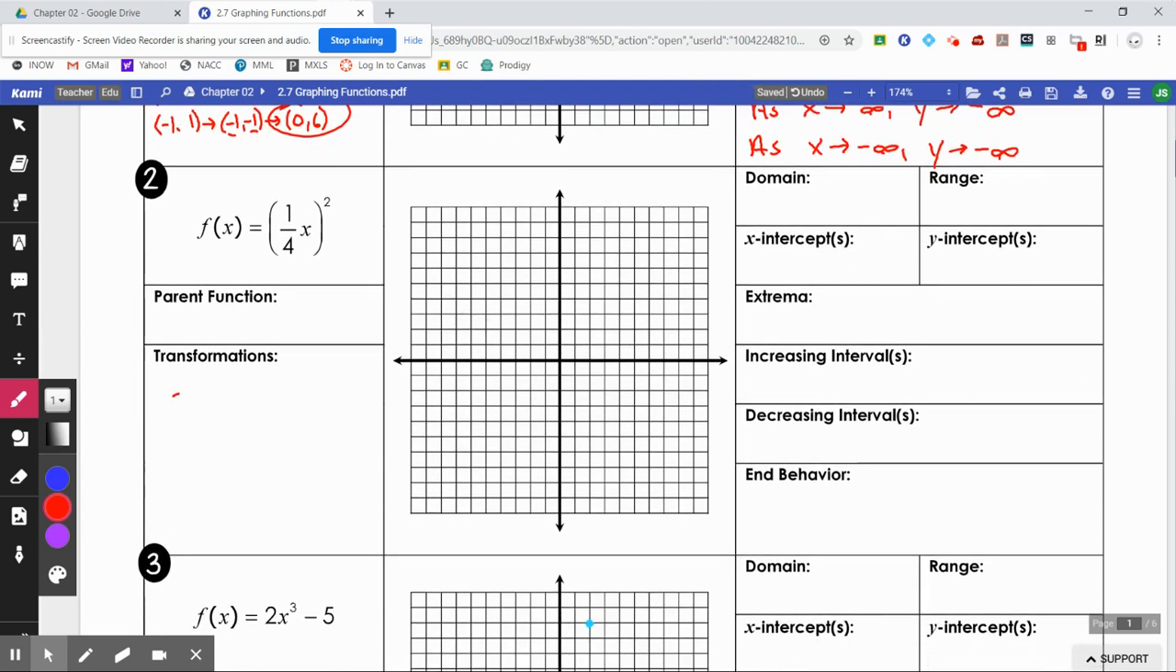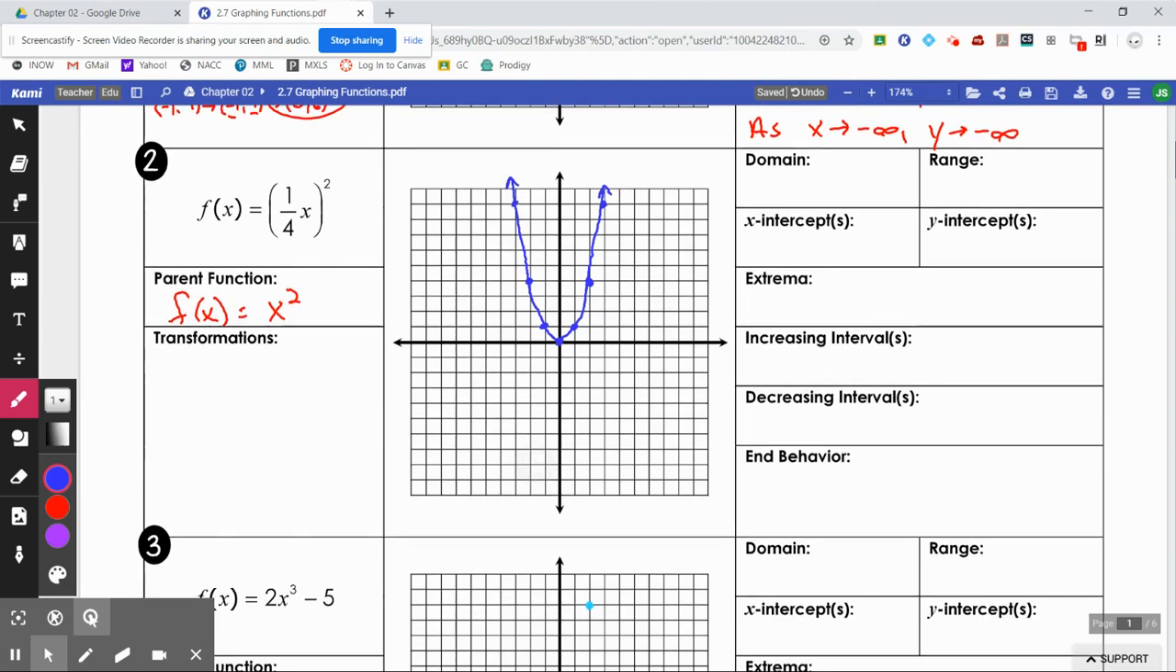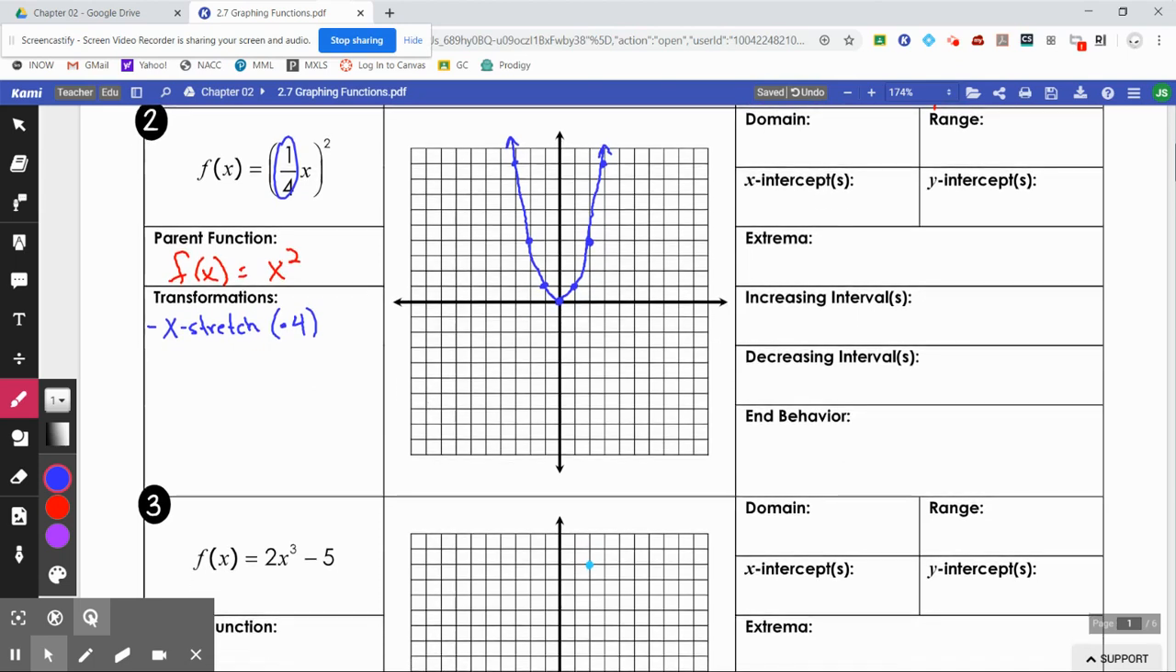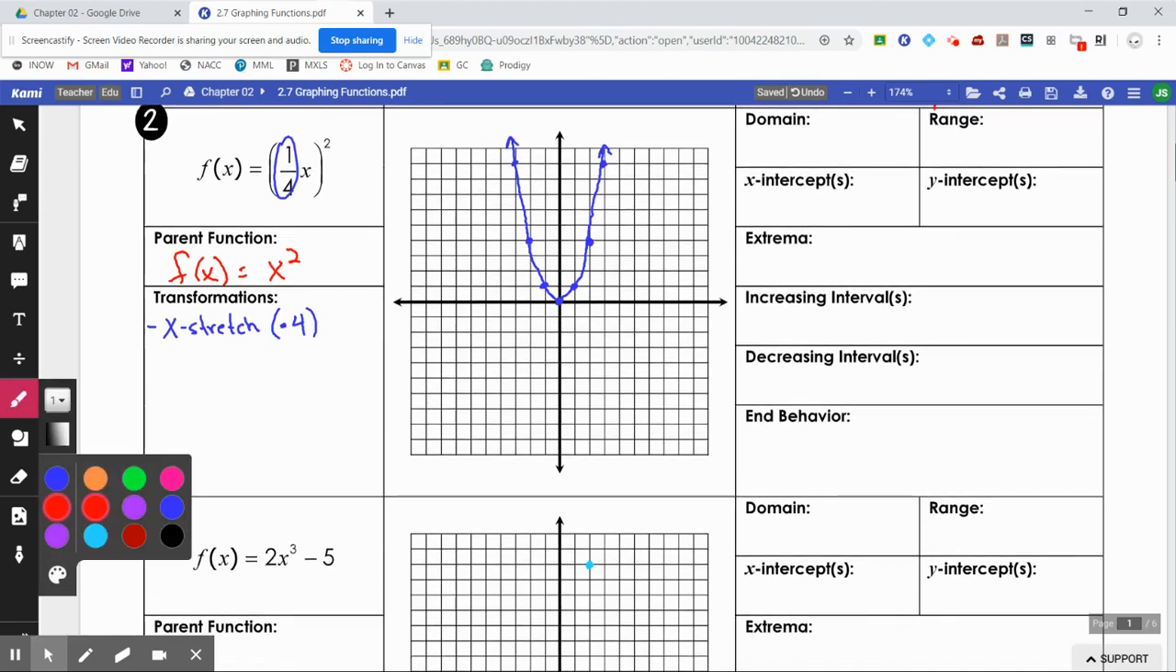Number 2, first off, your parent function is f of x is equal to x squared. And let's take a look at that graph. Okay, transformations, the only thing you have is the x values being multiplied by 1/4. So we've got to reciprocate that. That's going to be times 4, and that's going to be a horizontal stretch times 4. I'm going to write that as an x stretch, just to remind you that the x value is the one that we're going to stretch.